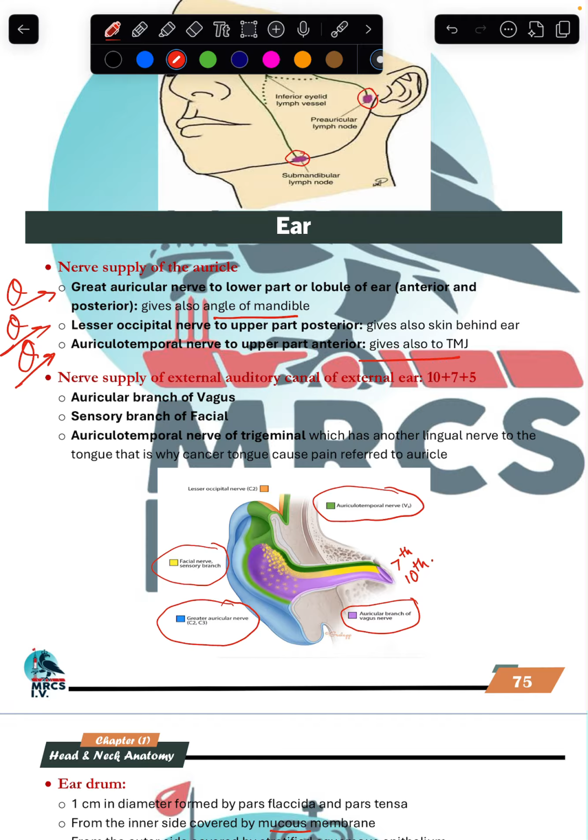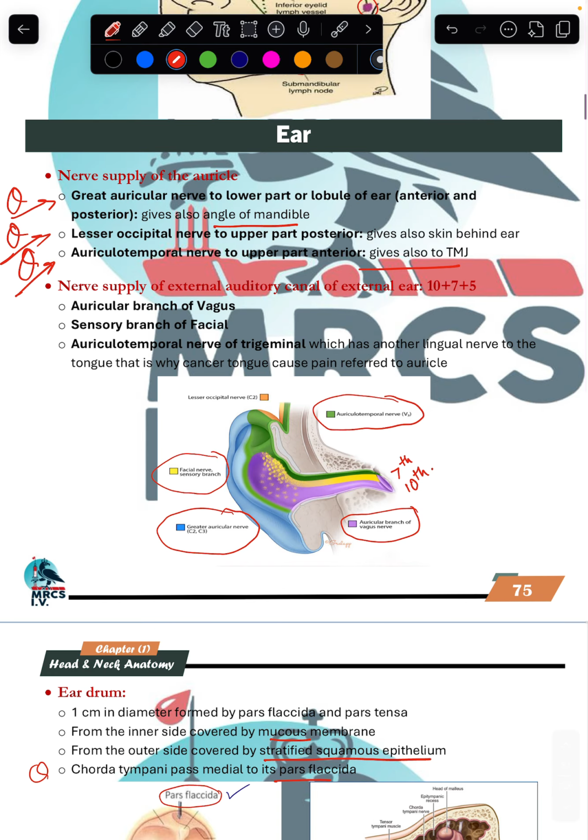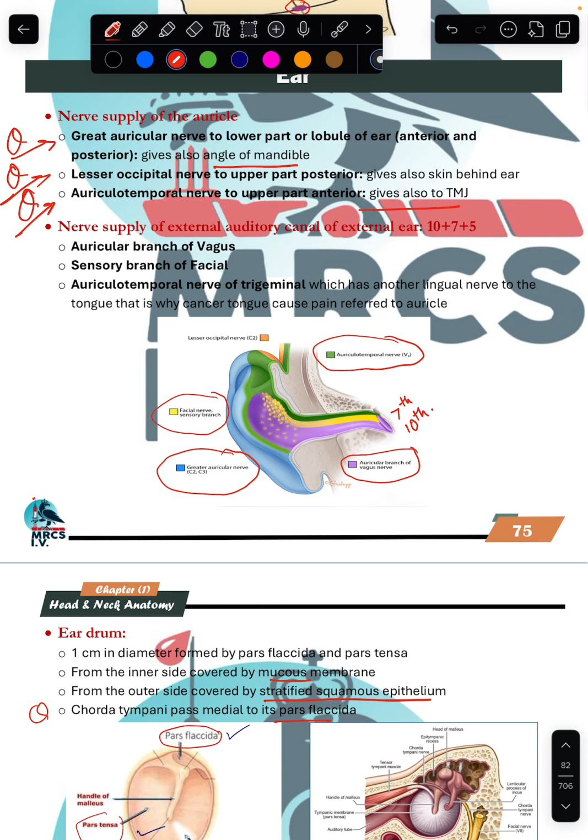Angle of the mandible, temporomandibular joint: two different things. Temporomandibular joint is by auriculotemporal. Angle of the mandible, greater auricular. Greater auricular is commonly injured in parotid gland surgery. It is more superficial. So nerve supply, auricular branch of the vagus.